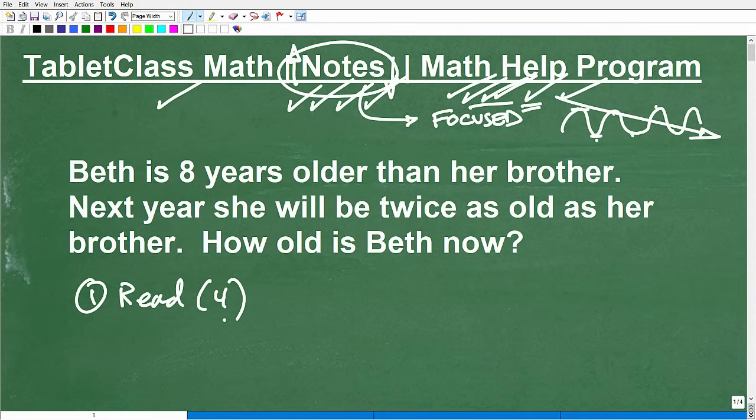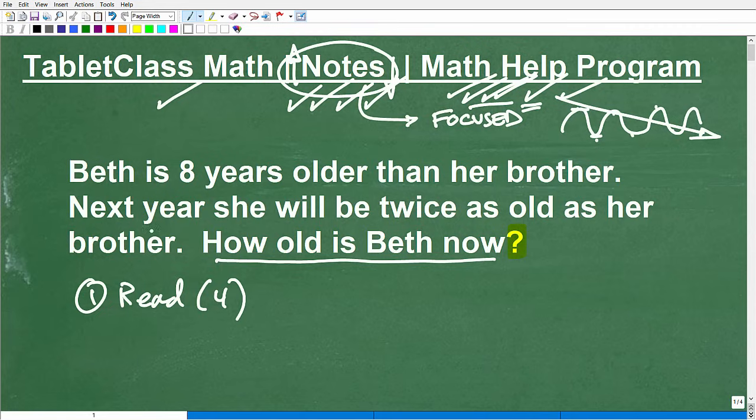So the first time you read it, just get a flavor of what's going on. Read the problem and then focus in on the question mark. Here's the question mark, and then back up, because now we can identify what's being asked. What's being asked of us here? How old is Beth now? So we have Beth and her brother, and the question is, how old is Beth now? That is what you have to focus in on, because you want to answer the specific question being asked.